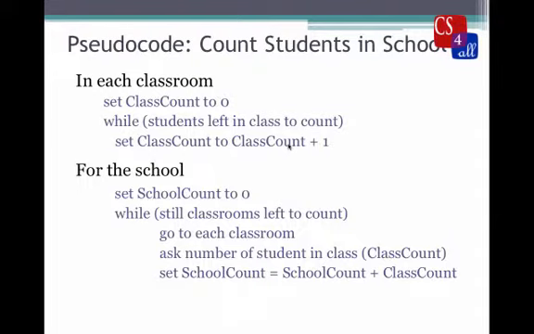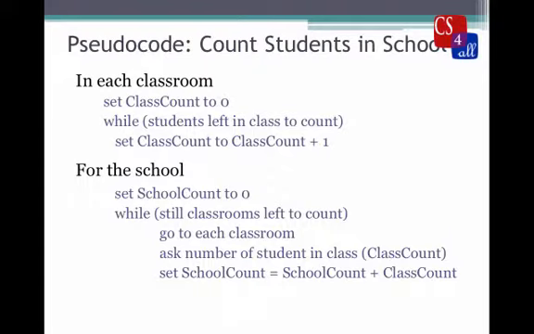The first part of the pseudocode would be the same as for the classroom count. So in each classroom, you'd set the class count to 0, and while there are students left in the class to count, you'd set the variable class count to class count plus 1. Then for the school, you would set the variable school count to 0.